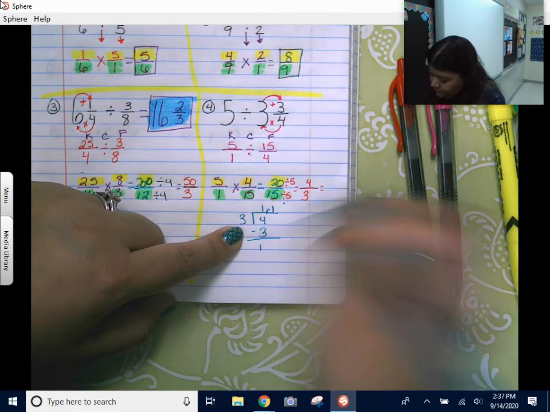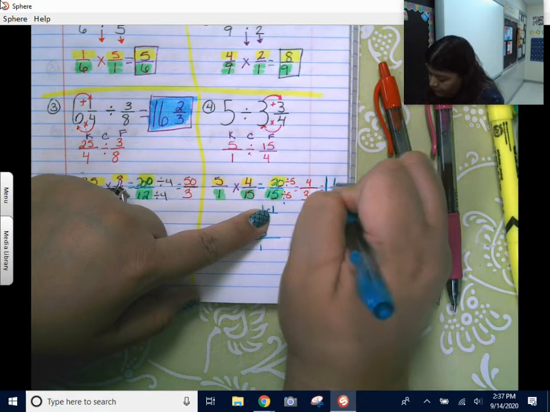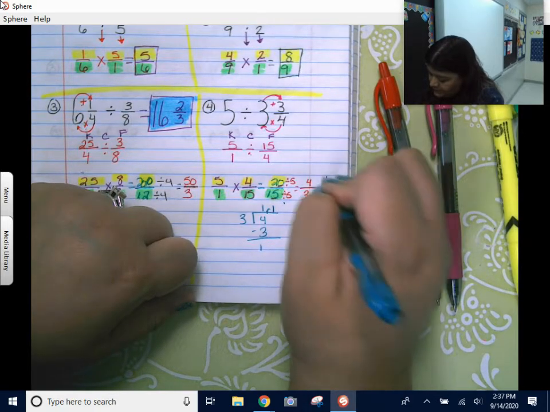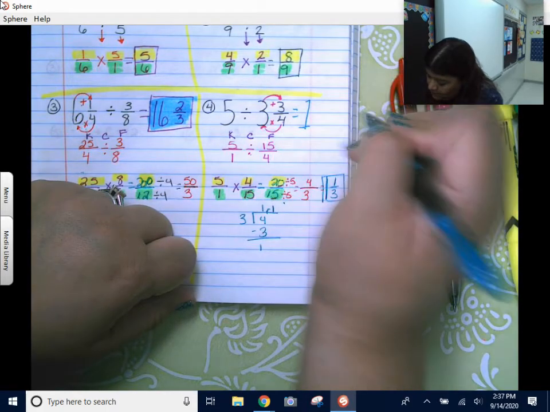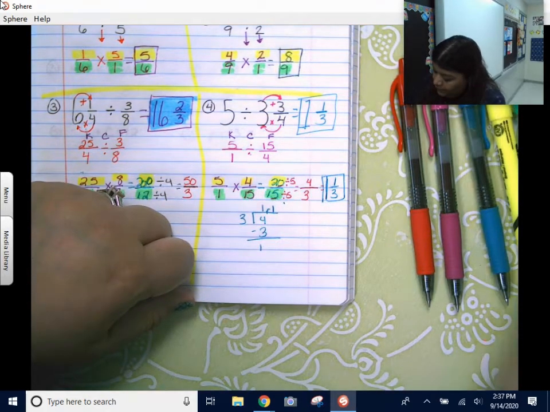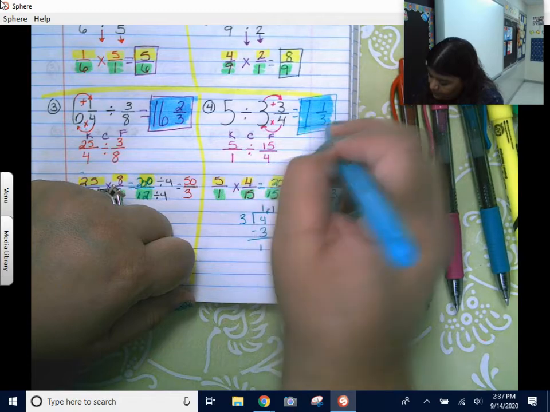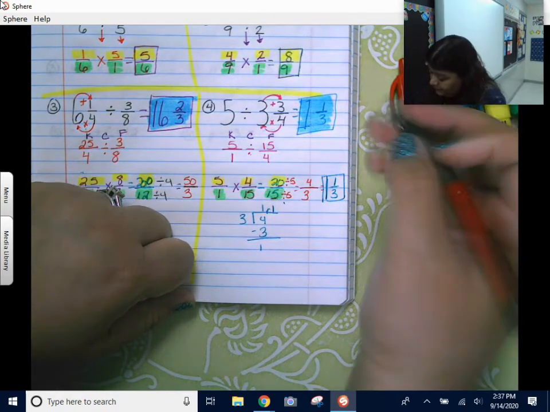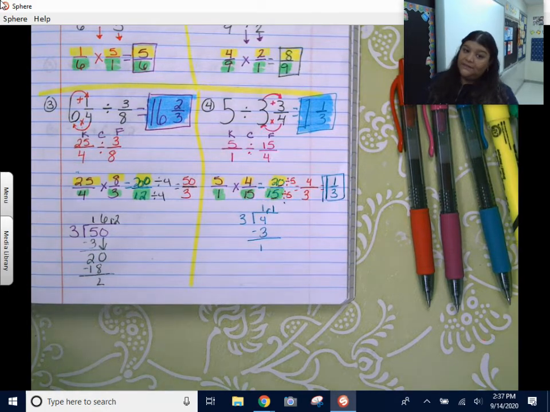Remainder 1. So if you remember, your answer is your whole number. The remainder is your numerator, and your denominator stays the same. So the answer here is 1 and 1/3. 1 and 1/3. I can use my blue highlighter. Can y'all see that? Yeah, okay. All right. And that's division.